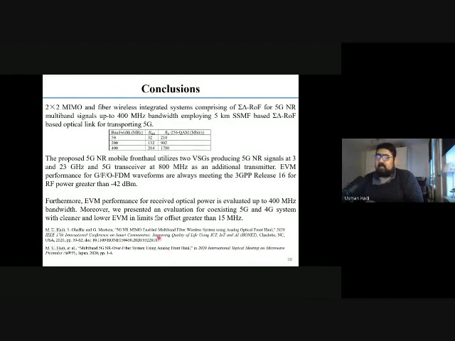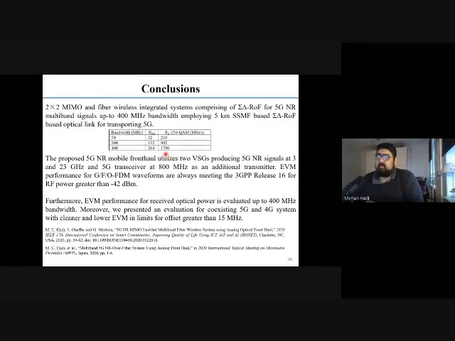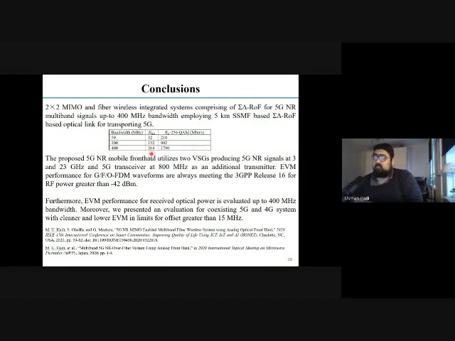Just to give you an idea, for the 400 megahertz bandwidth, the resource blocks are 1700 and the megabits are 1700, and NRB is 264. And we are using 5 kilometers of single-mode fiber length. So the length is actually good enough for any type of communication.